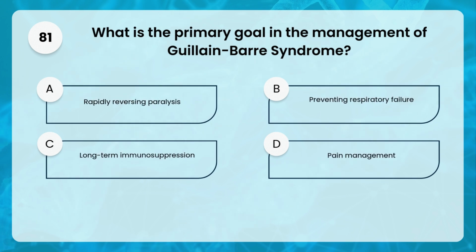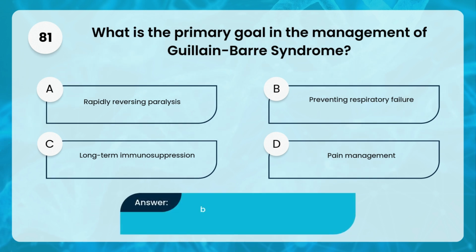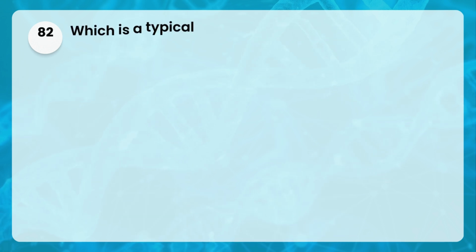Number 81. What is the primary goal in the management of Guillain-Barré syndrome? A. Rapid reversing paralysis. B. Preventing respiratory failure. C. Long-term immunosuppression. Or D. Pain management. The answer is B. Preventing respiratory failure.